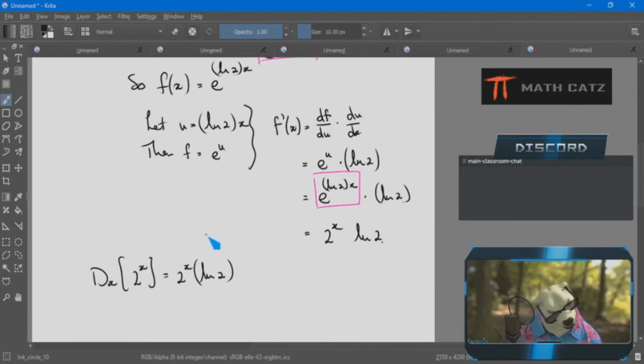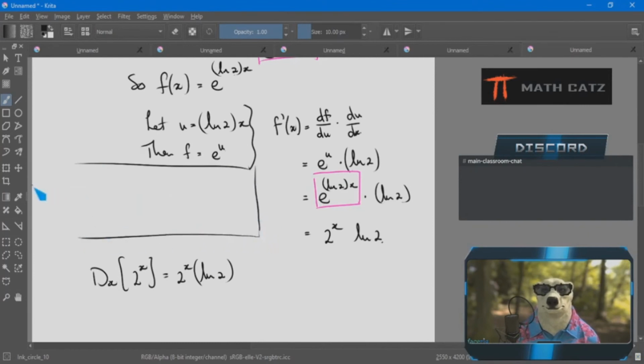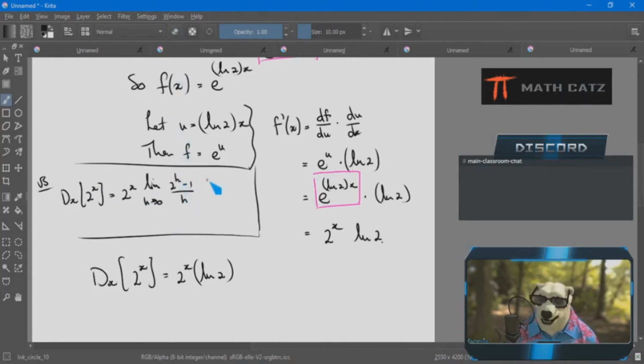Now, if you look back and you've paid attention, remember when we did the limit definition, we found the derivative and we got stuck. We got 2 to the x times the limit as h goes to 0. What was it? 2 to the h minus 1 over h? I'm totally guessing. I don't remember. I don't memorize these things. And notice that this was just a number, and we called it some number. I now know what that number is. It's the natural log of the base.